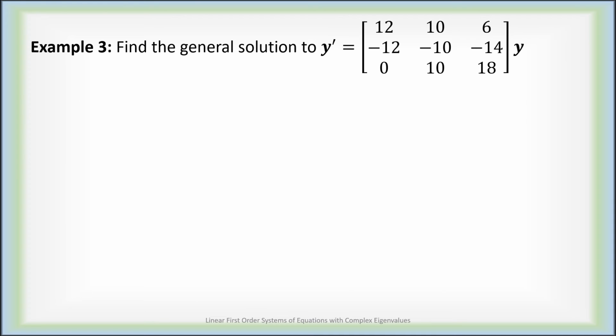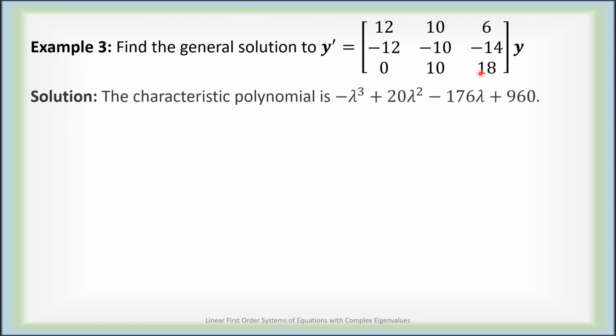For our third example, find the general solution to this system of equations. Well, we know what we need to do. We need to take the characteristic polynomial and find its roots. So we're going to take A minus lambda I, subtract lambda off the diagonal, and compute a determinant. The determinant of that will be negative lambda cubed plus 20 lambda squared minus 176 lambda plus 960.